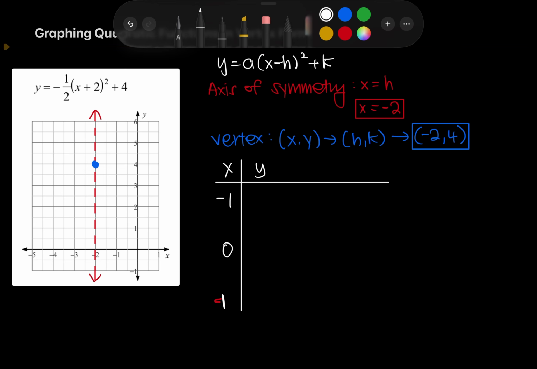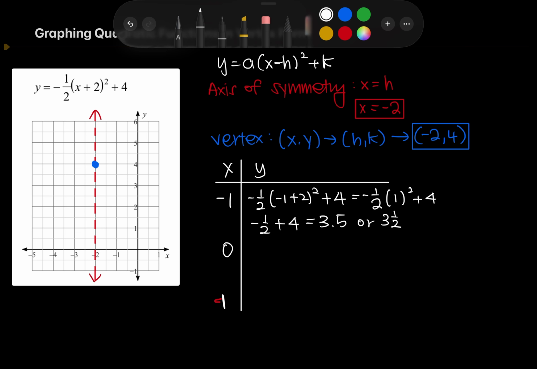To solve for y, we have to plug it back in there. So we have negative 1/2 times negative 1 plus 2, squared, plus 4. Inside the parentheses, I'm going to have 1 squared plus 4. So that gives me negative 1/2 times 1, which is negative 1/2 plus 4. It's like a $4, take away half a dollar, 50 cents. That's going to give me $3.50. So 3.5, or you can write it as 3 1/2. So that's your first ordered pair: negative 1, 3 1/2, or 3.5, whatever you like.